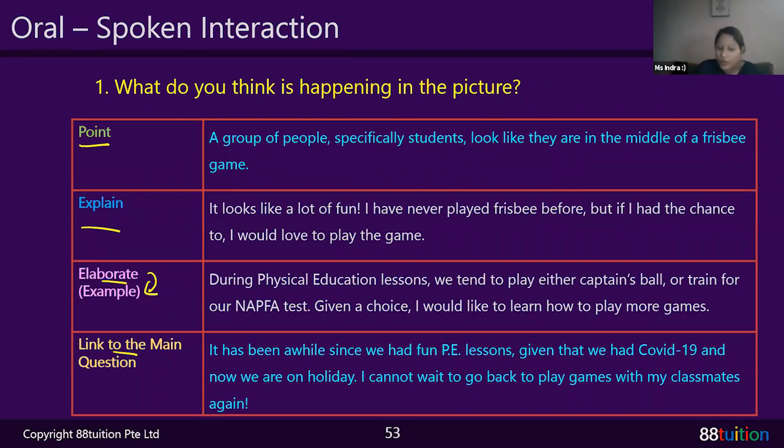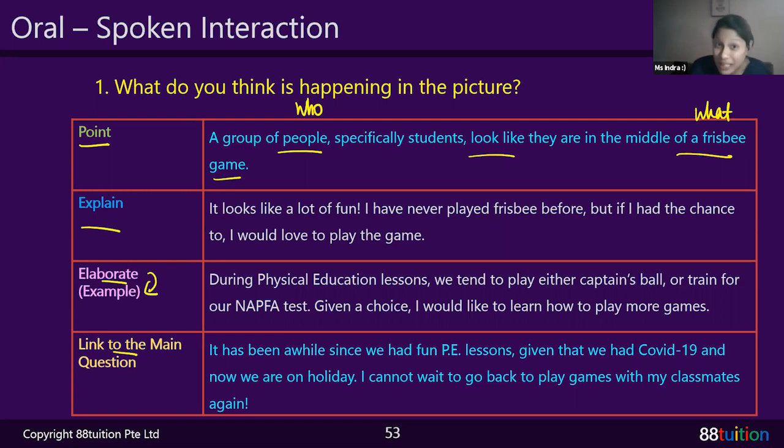I gave my own point of view, right? A group of people, specifically students, it looks like students, look like they're in the middle of a frisbee game. Obviously, you have to note who is doing it and what they're doing, right? So you have the who and you have the what. Please don't give me the 5 W's, 1 H, okay? It's not writing an essay at this point.